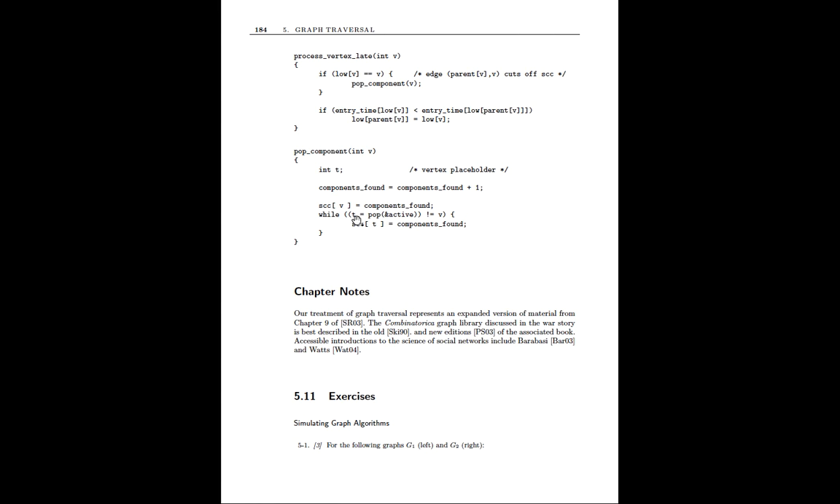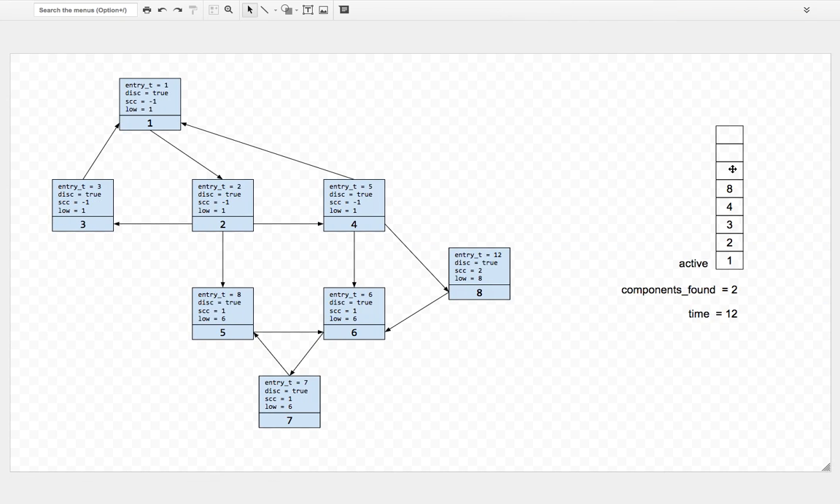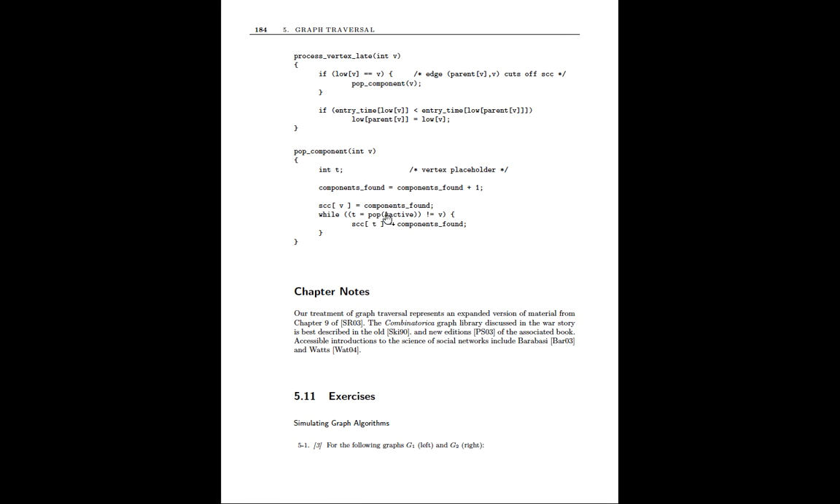And then, while t equals pop, that is, while we assign t to be the result of popping the active stack, well, we pop the active stack and we get 8. Assign that to t. And 8, does that equal the current vertex? Why, yes, it does indeed. So this while loop does not execute at all, because 8 does in fact equal 8. So we are now done popping the component, and we return to processing the vertex late.